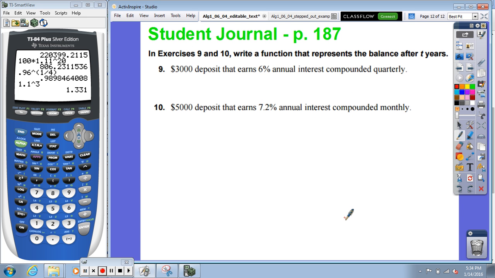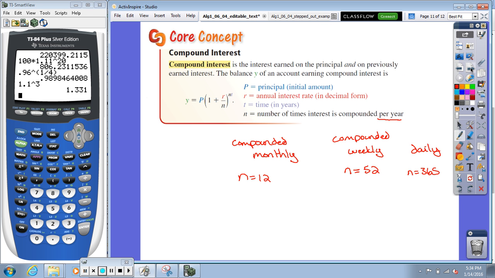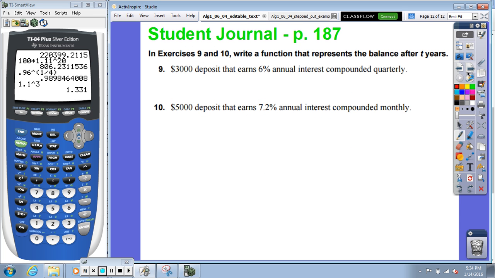Okay, in your student journal, let's look at this. Keep in mind we're going to be using this formula, so if you want to copy it down, it's y equals P times, in parentheses, 1 plus r over n, to the nt. So now, a $3,000 deposit. This is your P, the amount you're depositing. Here's 6%, so your r, if you move the decimal, is 0.06, and it's compounded quarterly. That means 4 times a year.